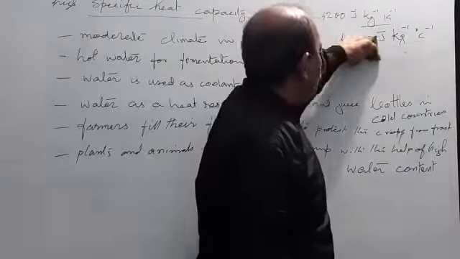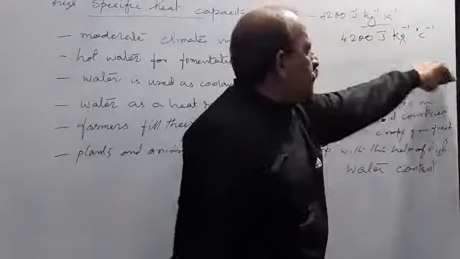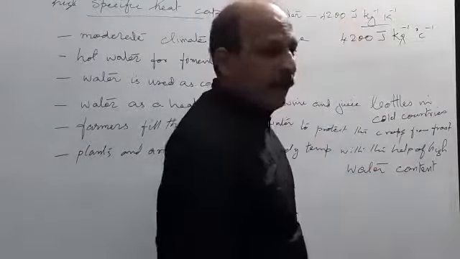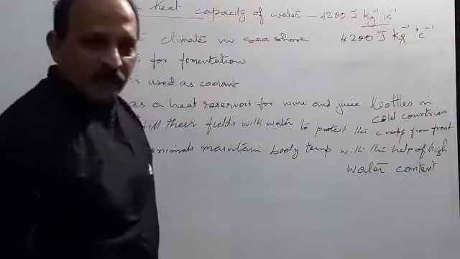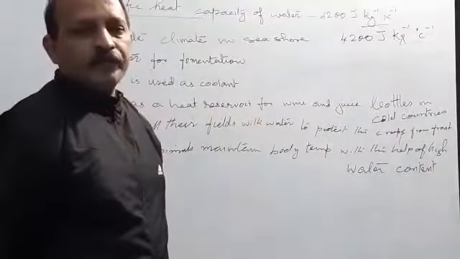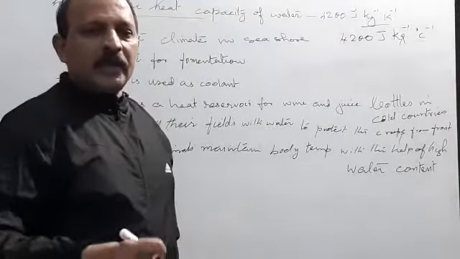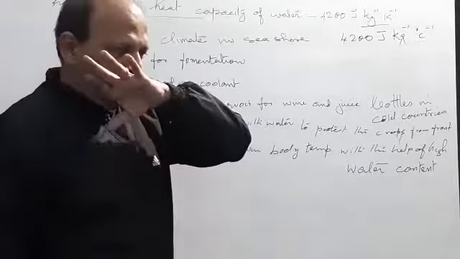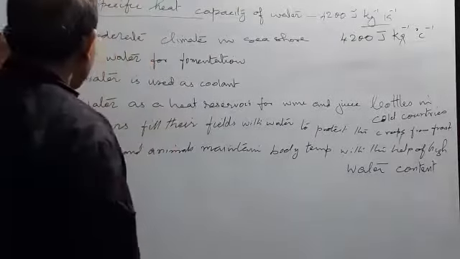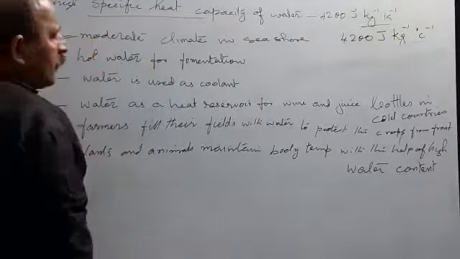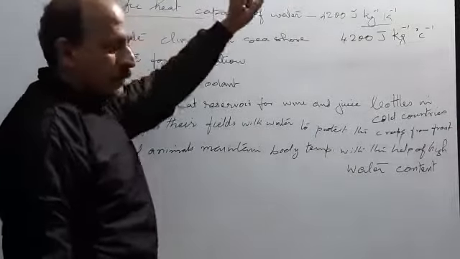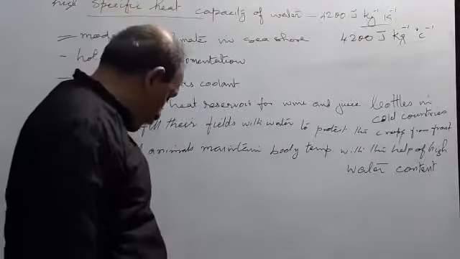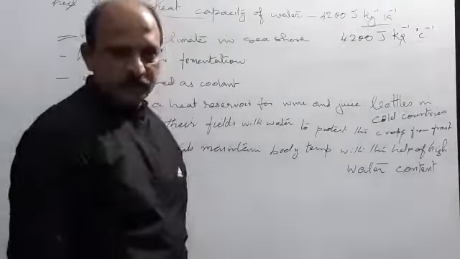But now we are talking about the specific heat capacity and this high specific heat capacity of water. We have some natural phenomena. At the same time, intentionally we make use of this high specific heat of water. One by one, let us see. We all know we have a moderate climate in the areas near seashore, a moderate climate.